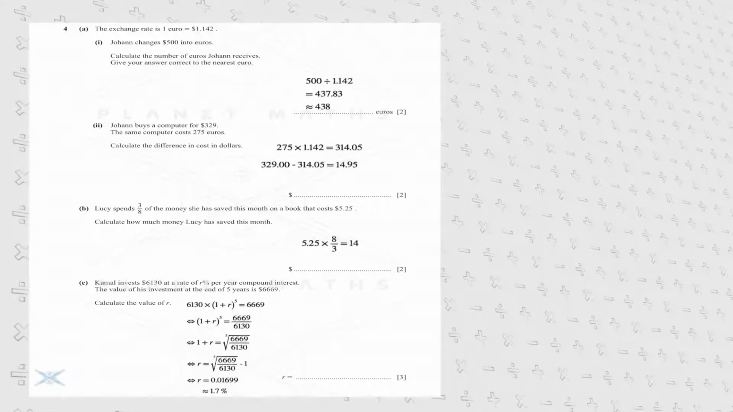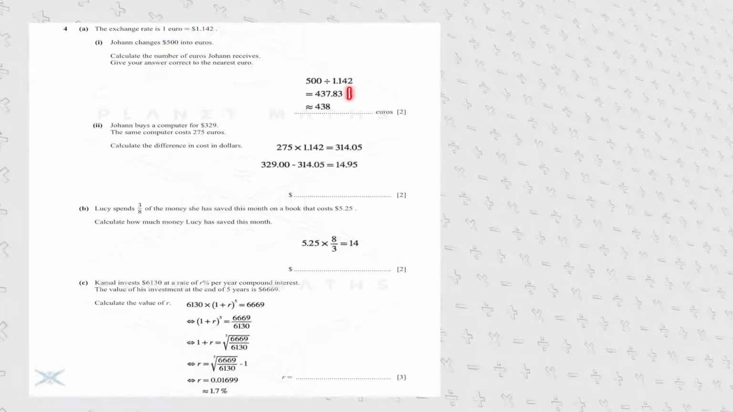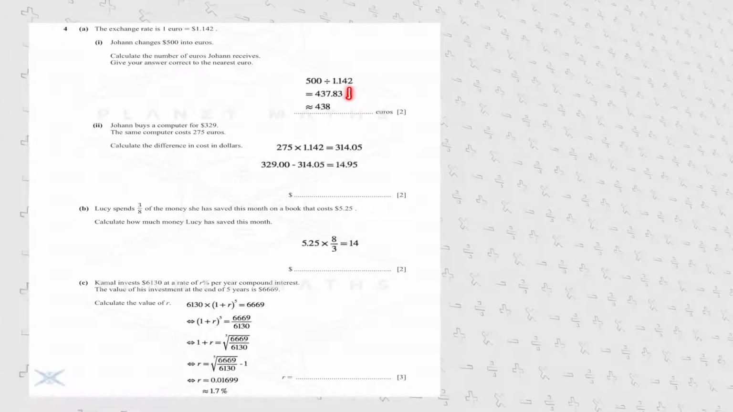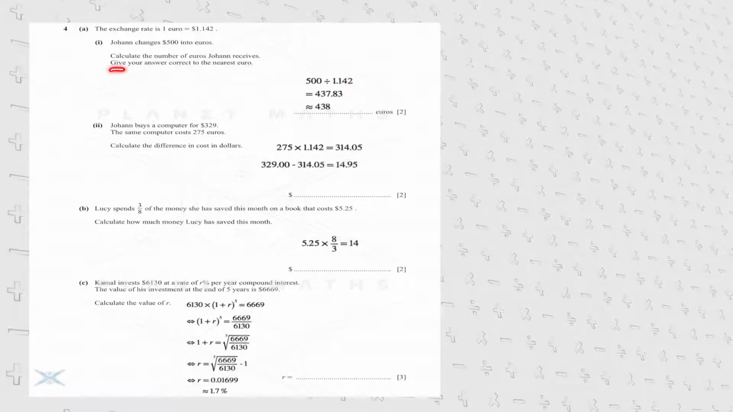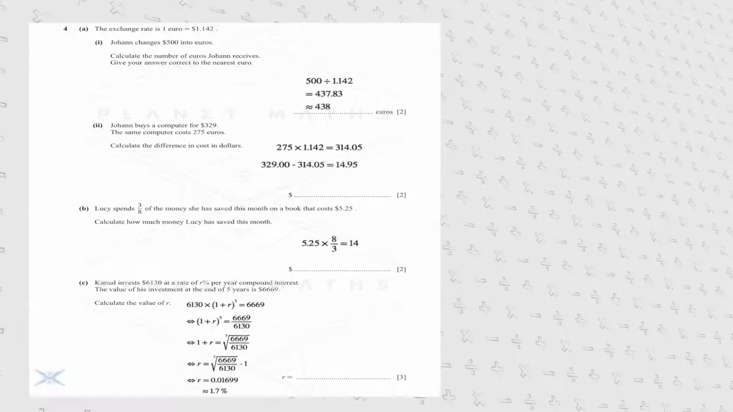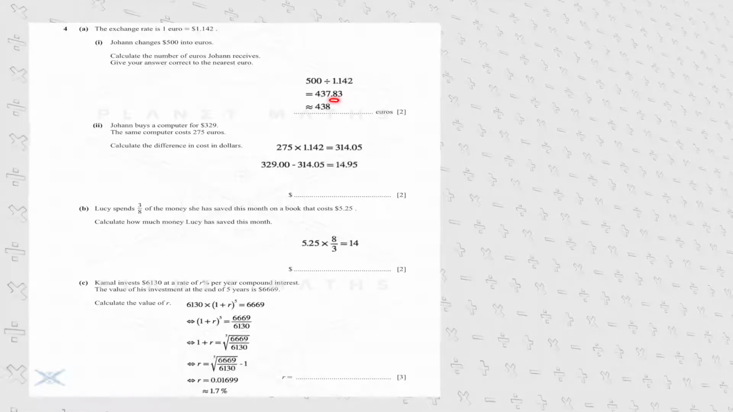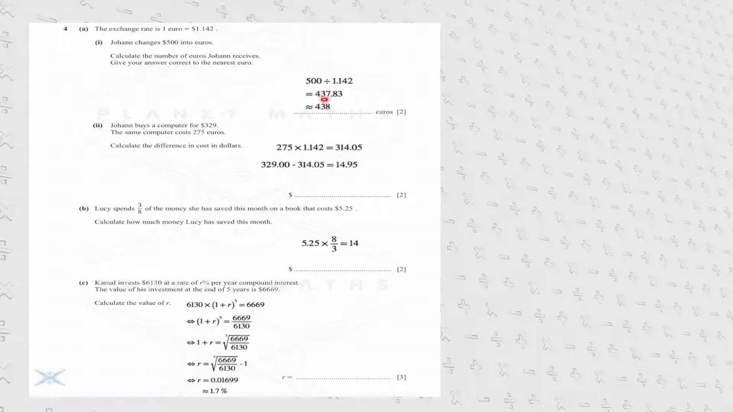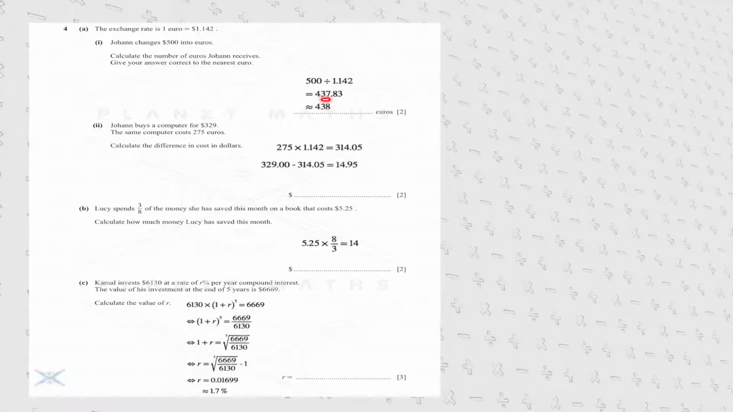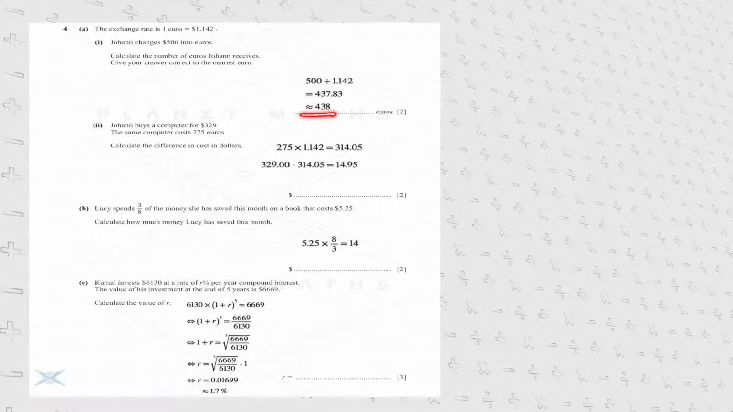To do this, we simply divide 500 by 1.142, receiving the result that this equates to 437.8 euros, and providing our answer correct to the nearest euro means that we have to take a look at the place value behind the decimal point, which is 8, and since 8 is 5 or larger, we will have to round the digit in front of the decimal point up, meaning that the answer that we are looking for is 438.